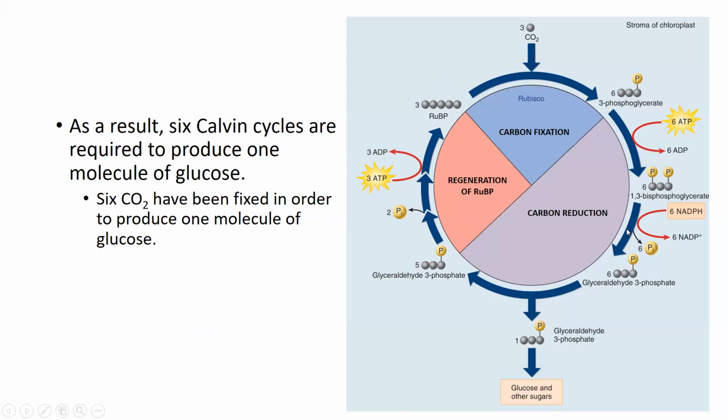So as a result, 6 Calvin cycles are required to produce 1 molecule of glucose. So therefore, 6 carbon dioxide have been fixed in order to produce 1 molecule of glucose.